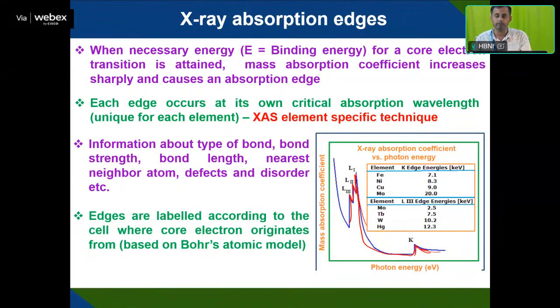So this information you can get from X-ray absorption spectroscopy. Each edge is labeled according to the shell where the core electron originates, whether it originates from the L shell, which you term L, or the K shell, which you term the K edge. You can see that the K edges of iron, nickel, copper and molybdenum are quite different from each other. Similarly, the L edges are quite different. So these are critical absorption wavelengths for a particular element, and that's why X-ray analysis is a specific technique.